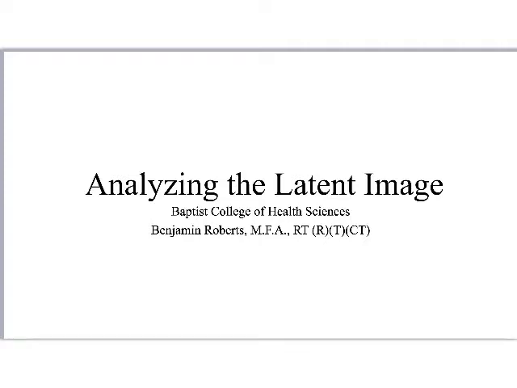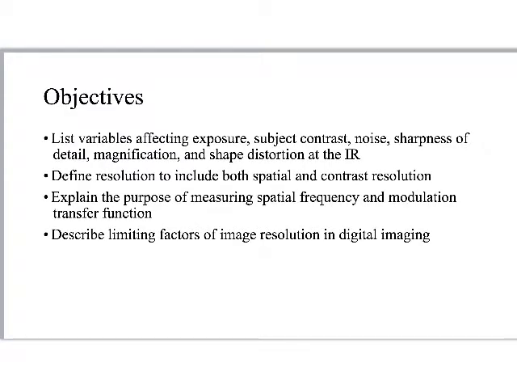All right, let's talk a little bit about analyzing the latent image, which is chapter 25 in our textbook. Here's some learning objectives I've got for us today. We've got a bunch of different variables, so this is kind of a recap lecture. We're going to be looking at all these different things that we've talked about over the last 2 trimesters. So anything that the technical parameters that we have control over, and also some of the ones that we don't have control over that affect things like image exposure, contrast, noise, sharpness of detail, magnification, distortion at the image receptor.